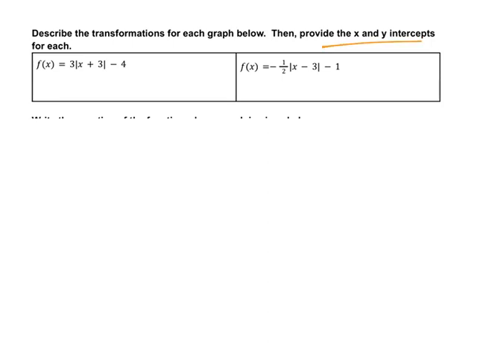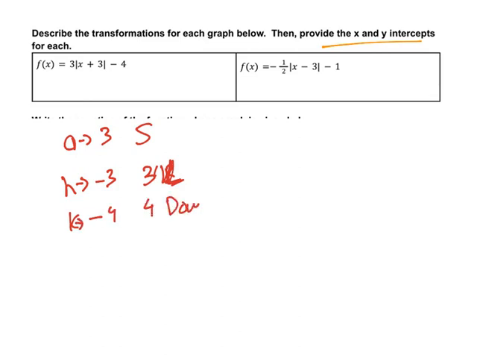Now we want to describe transformations and make sure we list the x and y intercepts. All right, so we got an a value of 3, which is a stretch. We have an h value of negative 3, which means I move 3 units to the left. I got a k value of negative 4, which means I move 4 units down.